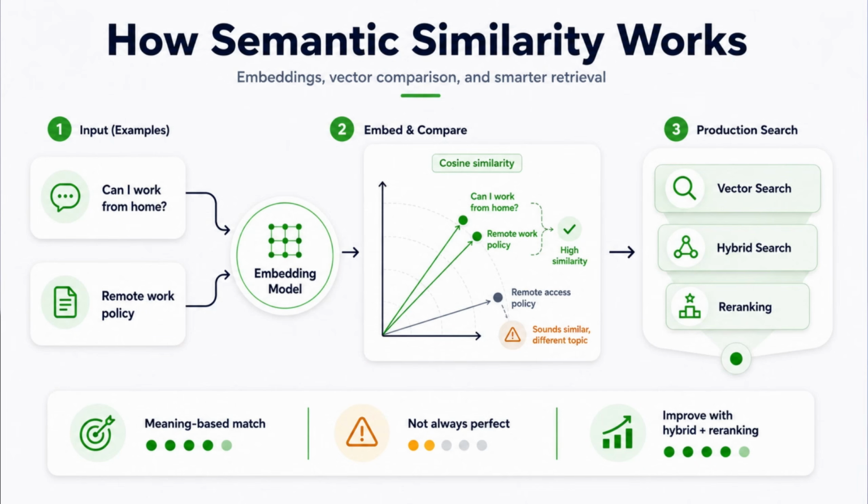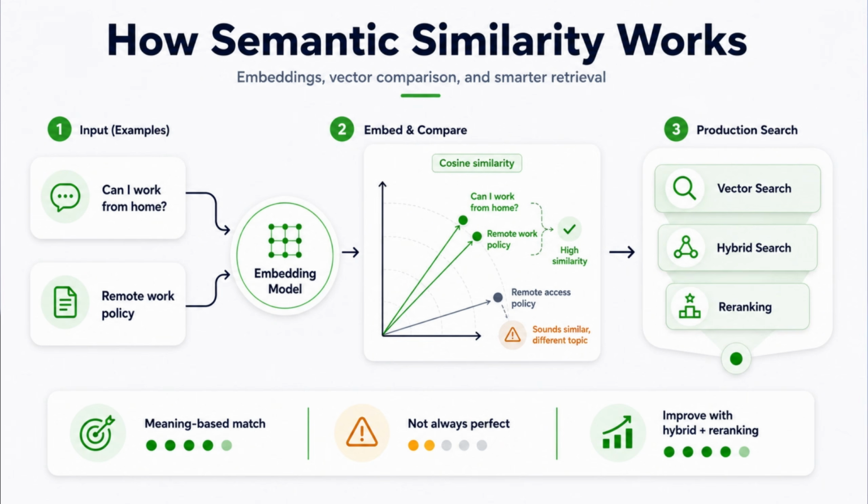And this is semantic similarity. The words are different, but the meaning is similar. So semantic similarity helps the system connect them. At a high level, the system converts the text into embeddings. Then it compares the vectors. If the two vectors are very close, then the meaning is likely similar.